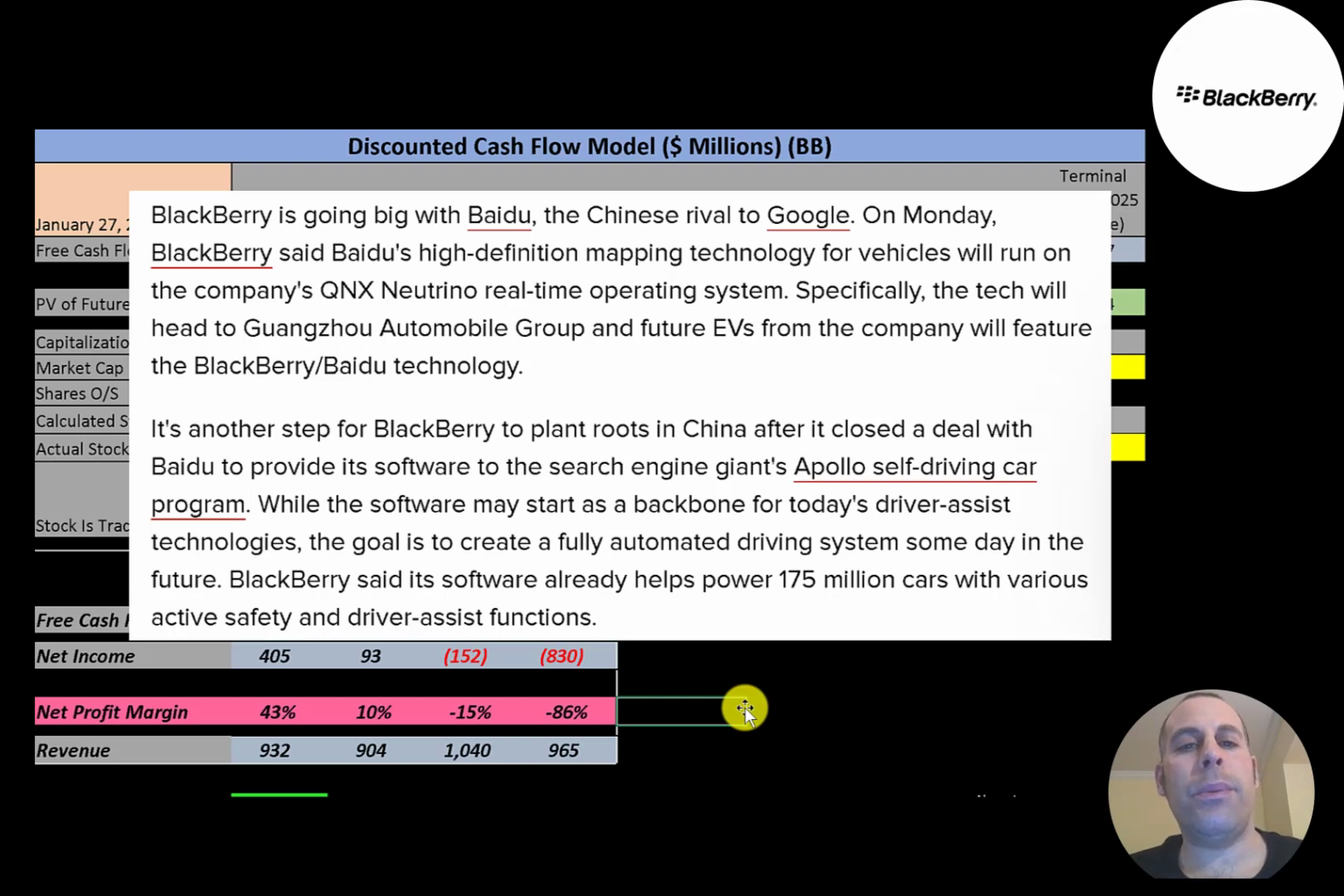BlackBerry is linking up with Baidu. Baidu is the Google of China. BlackBerry's software would be used in EV cars. The software will be used for self-driving cars. If this software is successful, their stock price can go way higher.